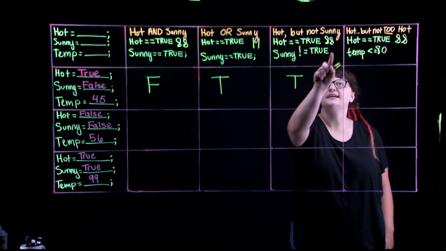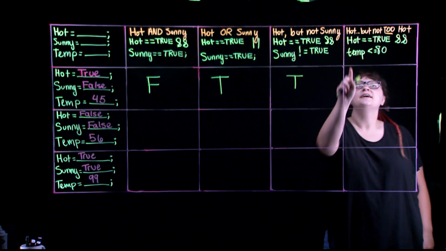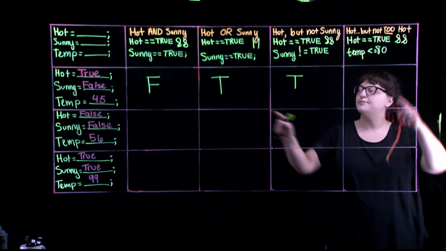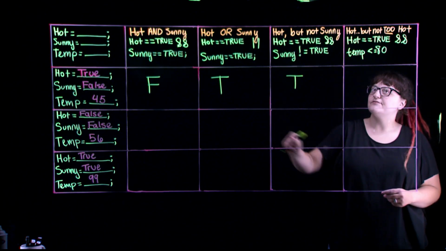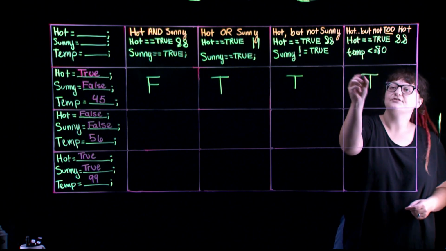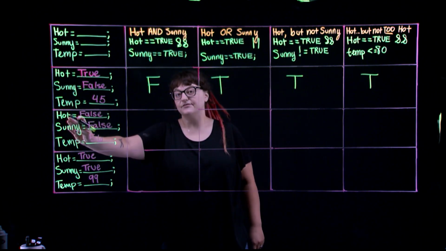And again, with that and, both of these individual statements have to be true. Hot but not too hot. So here, hot equals true, perfect. And now we've got temp at 45, that is less than 80, so that one is going to be true for us as well. Now for this next set, hot is set to false.